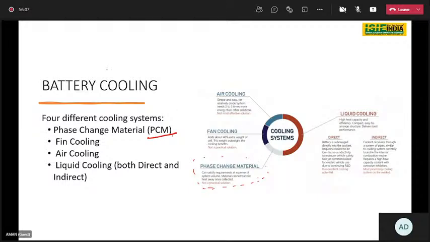Next thing is fin cooling. This fin cooling is very familiar to us because in our two-wheelers, normal commercial vehicles, and in our day-to-day life, we are seeing so many applications for fin cooling. The third thing is called air cooling, or let's say forced convection.